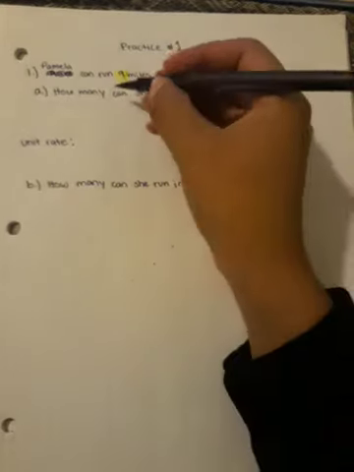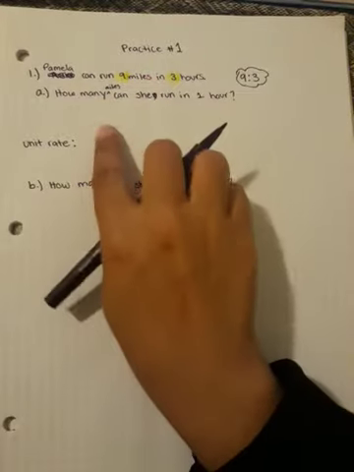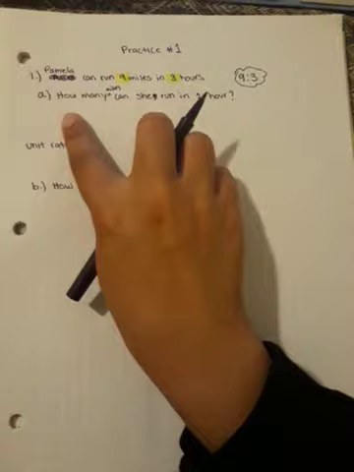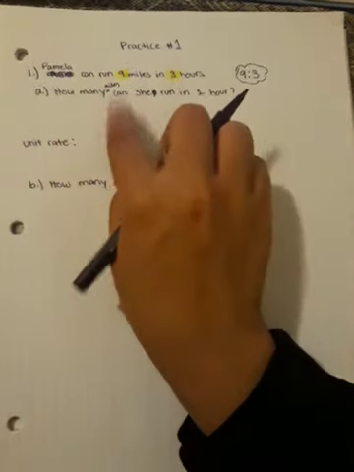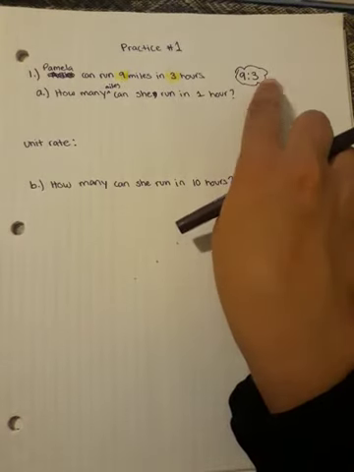How many miles? I think I might have skipped the word miles here. But you guys know what I mean. Obviously, I made some mistakes. But it's okay. You can still understand the problem. How many miles can she run in 1 hour? The ratio is 9 to 3.